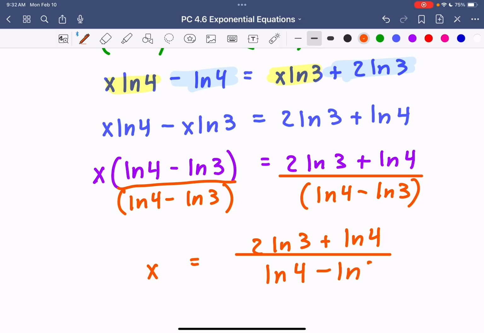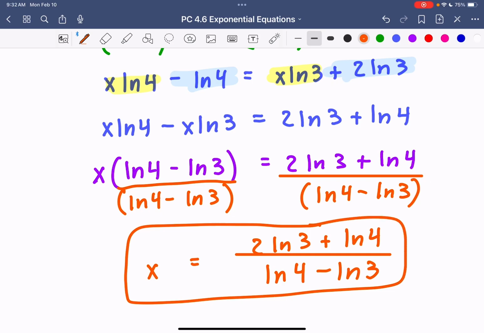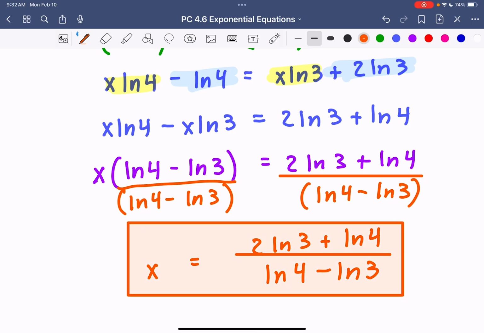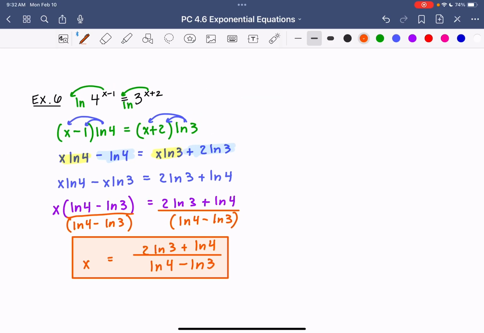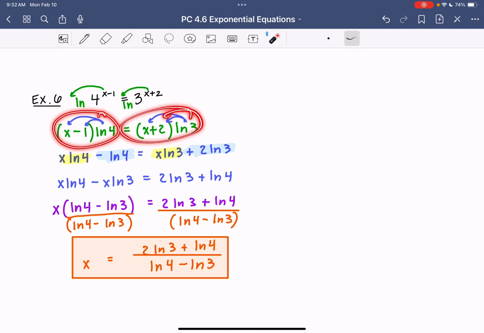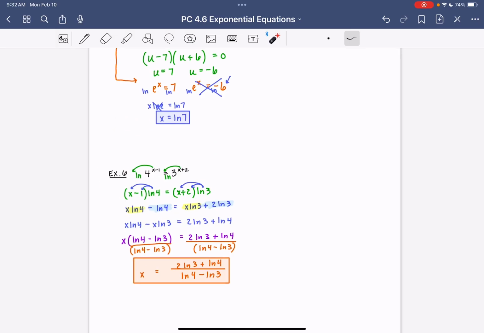All right, now technically you could use your laws of properties of logs to condense and rewrite this, but it's easiest just to leave it. And we have our nice answer. Okay, so just remembering our parentheses, distributing, grouping those x terms, and we're all done.